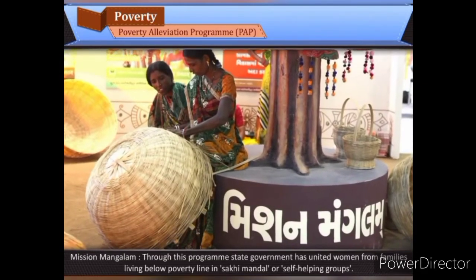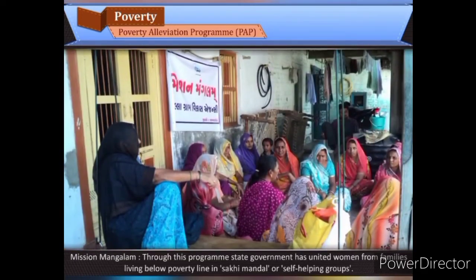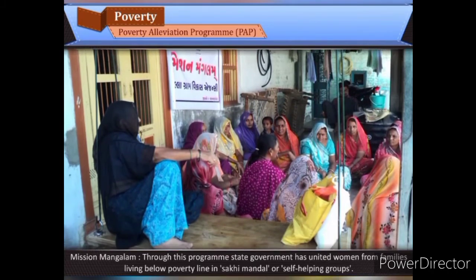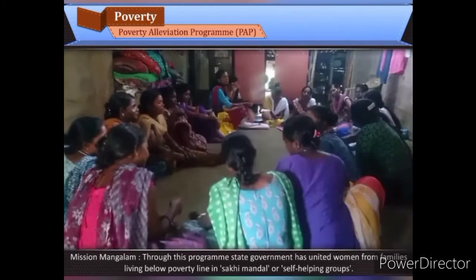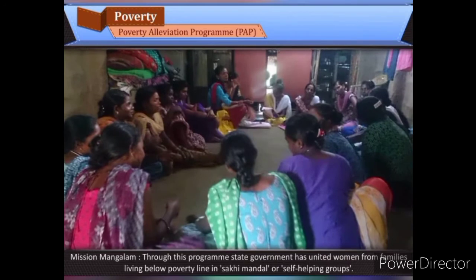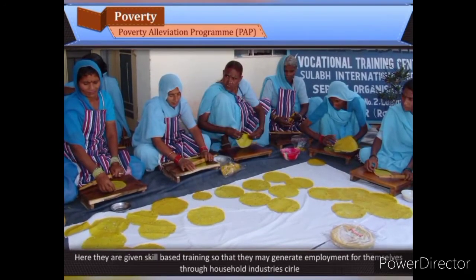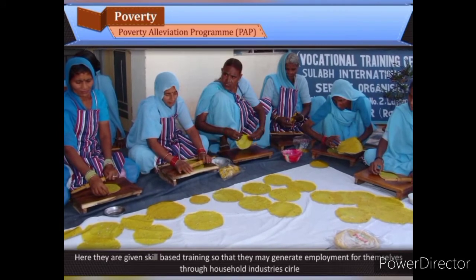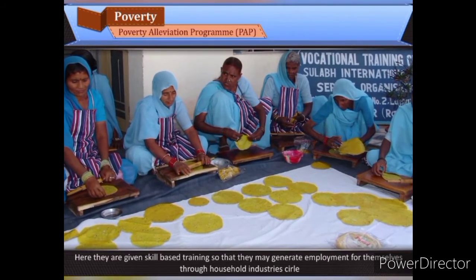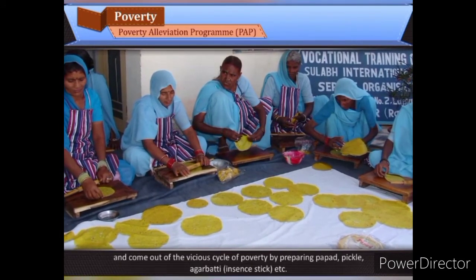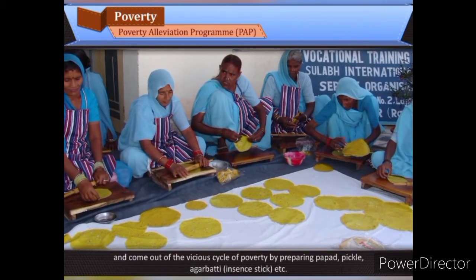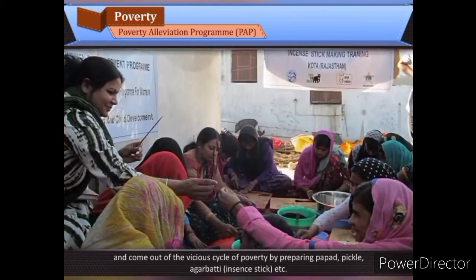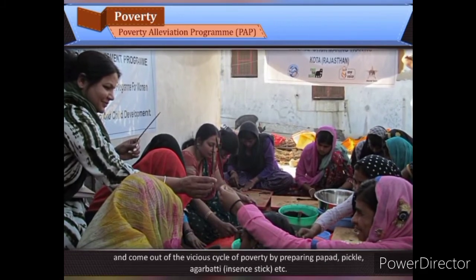Mission Mangalam. Through this program, state government has united women from families living below poverty line in Sakhi Mandal or self-helping groups. Here they are given skill-based training so that they may generate employment for themselves through household industry circle and come out of the vicious cycle of poverty by preparing papad, pickle, agarbatti or incense stick, etc.